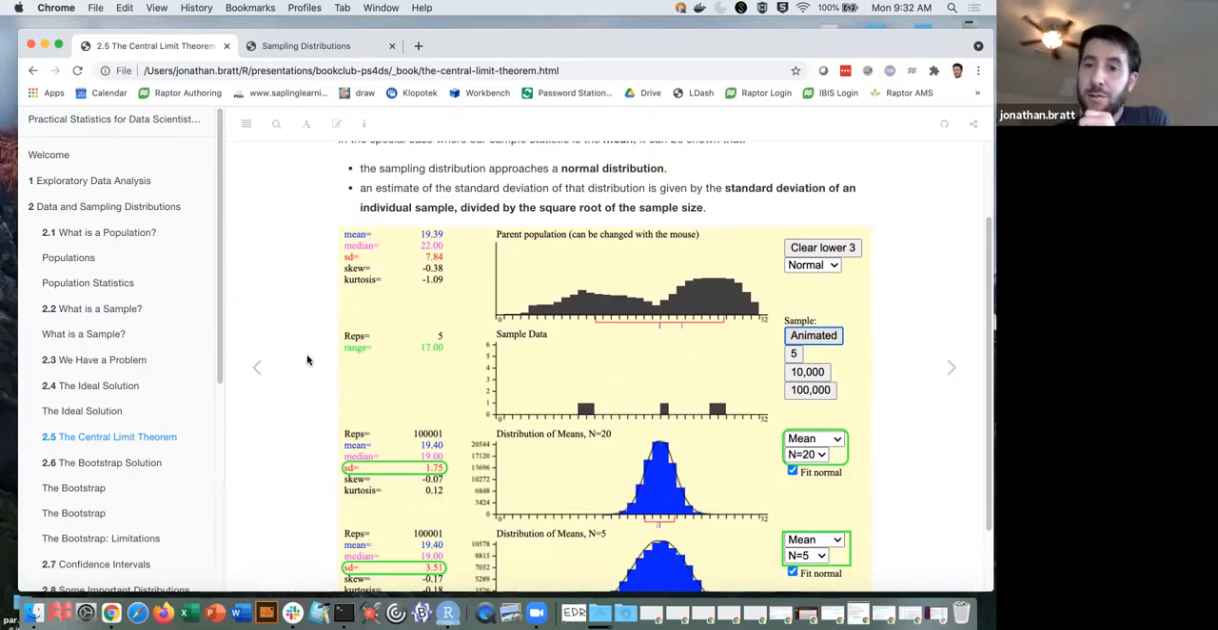And this is really important: the standard deviation of that distribution, that is, the distribution we would get if we did 1 million samples, is given by the standard deviation of one sample divided by the square root of the sample size.